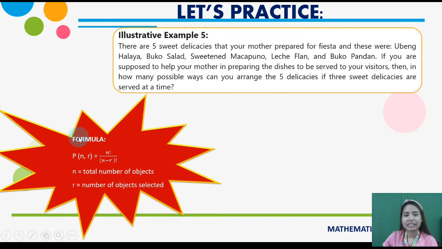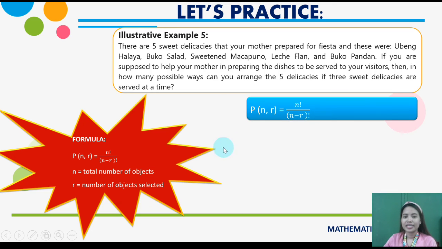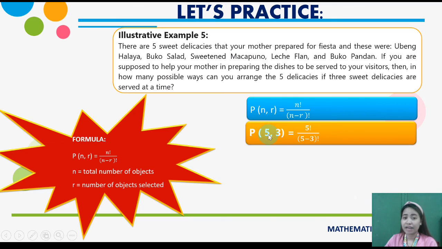Okay, so the formula in solving permutation is P of n and r is equal to n factorial all over quantity n minus r factorial, where n is the total number of objects and r is the number of objects selected. So let's use the formula. All you have to do is to substitute the given numbers to the formula. n is 5, r is 3. Then n factorial becomes 5 factorial, all over the denominator, which becomes 5 minus 3 factorial.